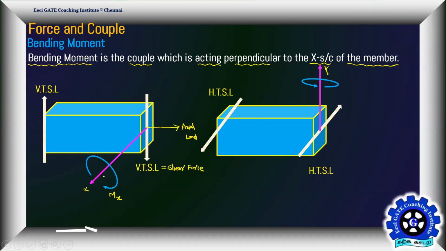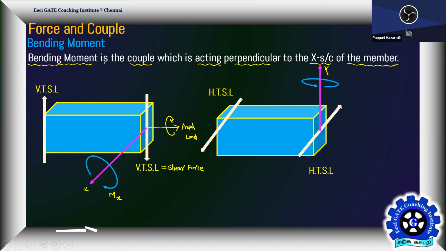Are you following? This particular moment is acting perpendicular to the cross section or parallel to the cross section? Perpendicular. This is a rectangular cross section. Is this particular moment acting perpendicular to this rectangular cross section or parallel to it? This is parallel to the cross section. Understood? This is perpendicular to the cross section.